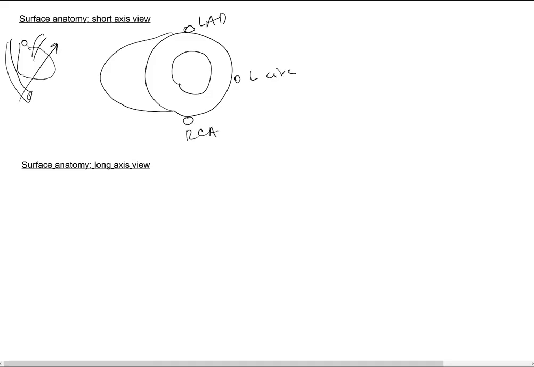And this is important because it allows us to look at the parts of the wall that are going to be perfused. So when we talk about the left anterior, that's going to be roughly the anterior 2/3 of the septum and the anterior wall. The left circumflex, in a non-dominant mode, that's going to be the left lateral wall. And when we talk about the right coronary, it's going to be the posterior 1/3 of the septum and the posterior wall.